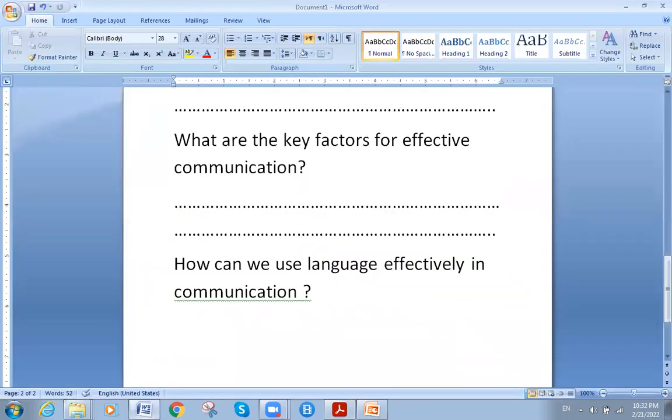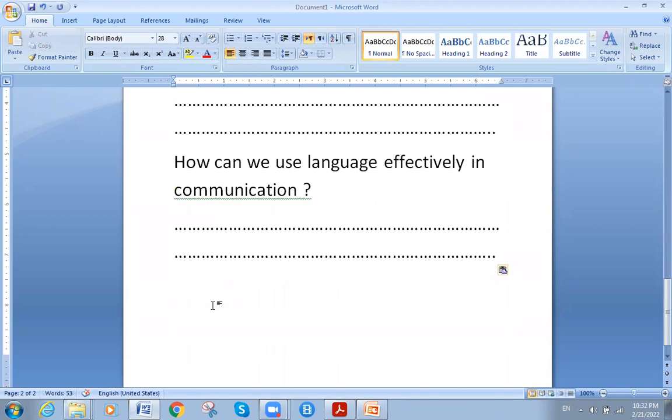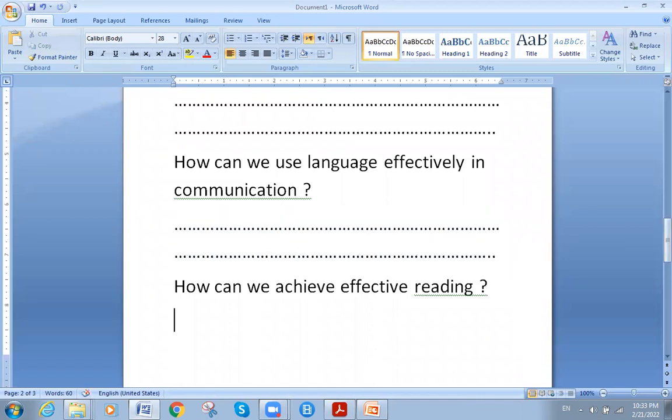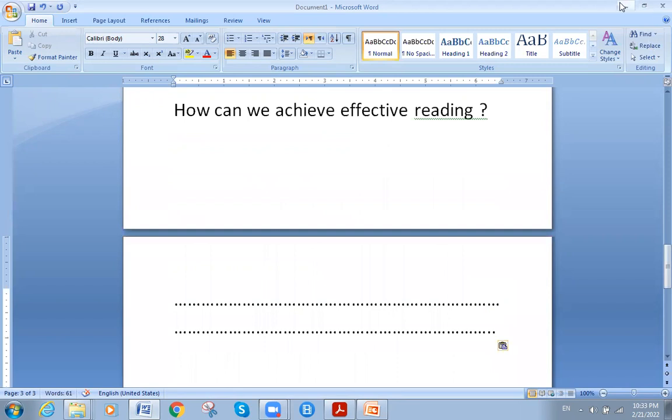So let me go now to a new question. How can we achieve effective reading? How can we achieve an effective reading? How can this happen?